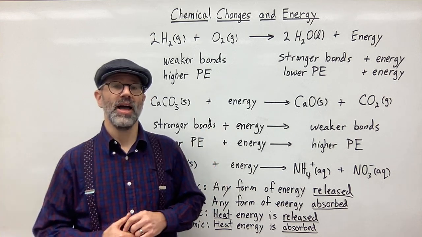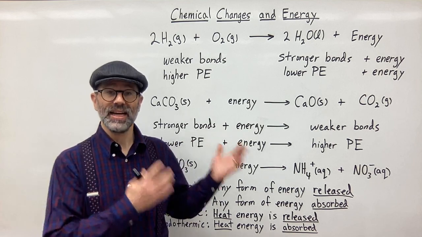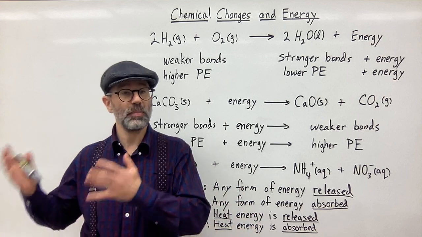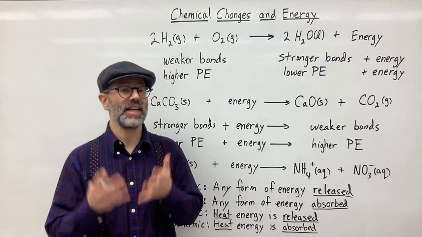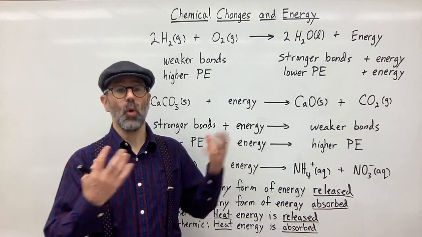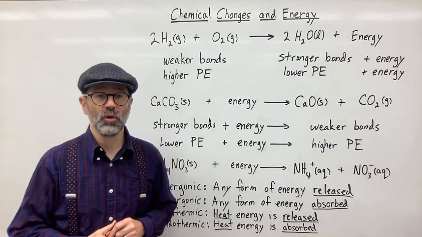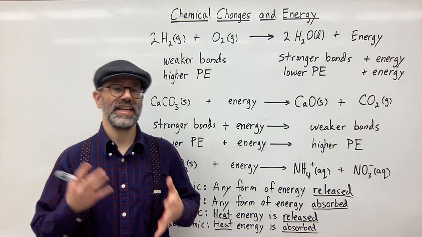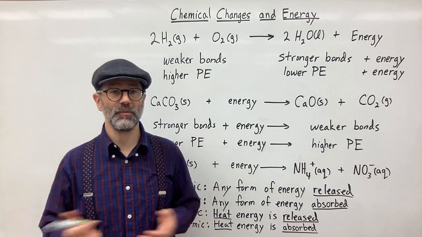But if you have less energy in your reactants compared to your products, if your products have more energy, then that energy had to come from somewhere. So it's being absorbed from the environment in order to make more energy in your products. Energy can't just come from nowhere. It's got to come from somewhere.